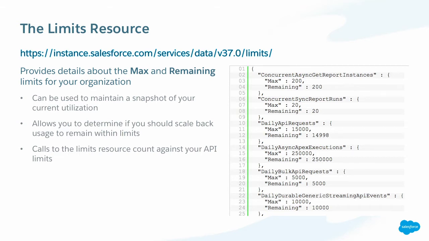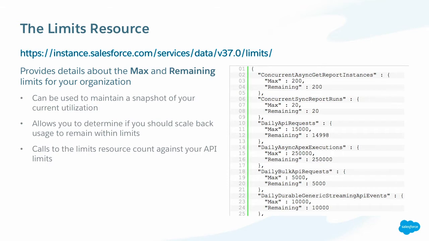Now, it's important to note that calls to this limit do count against your API limit. Of course, it's a little bit of an inception situation, but if you are polling the limits endpoint every couple of seconds, you will exhaust your limits endpoint. Just be careful. Use it sparingly. Get a snapshot of what's going on with your limits.